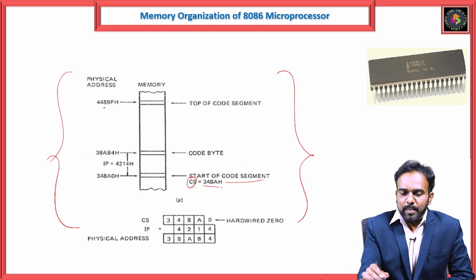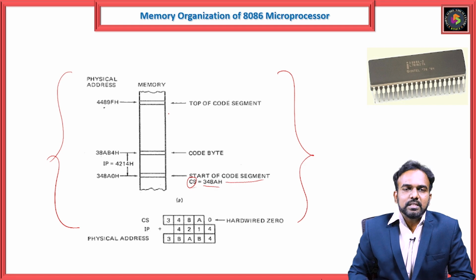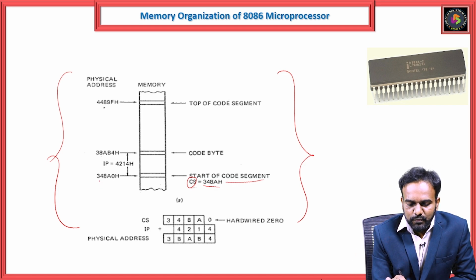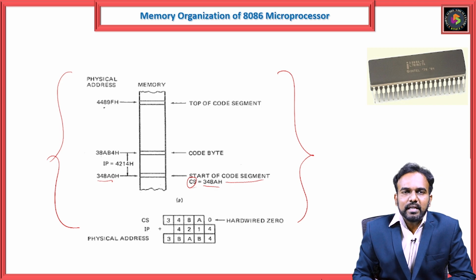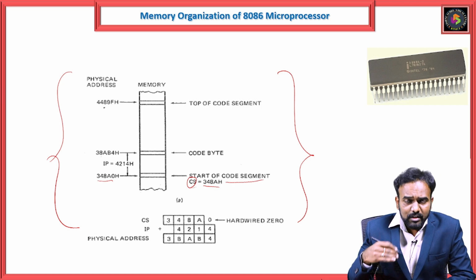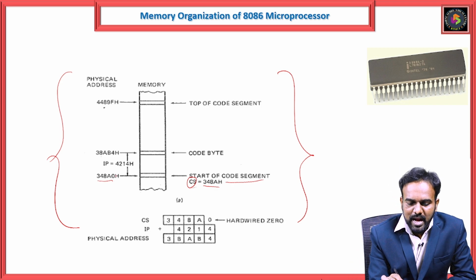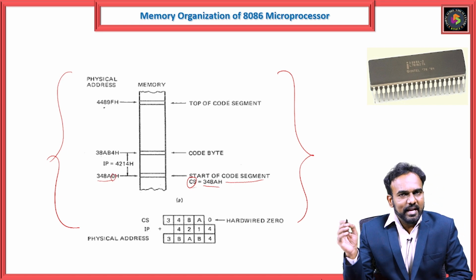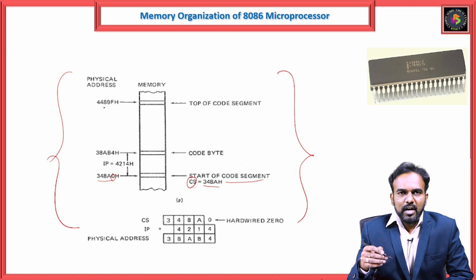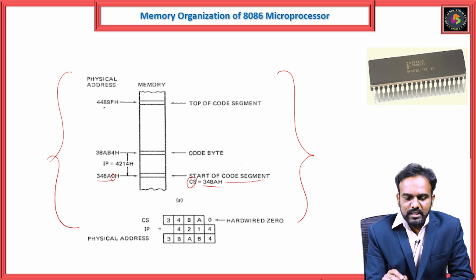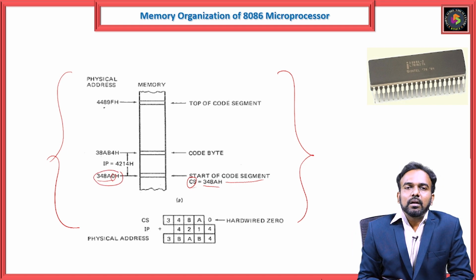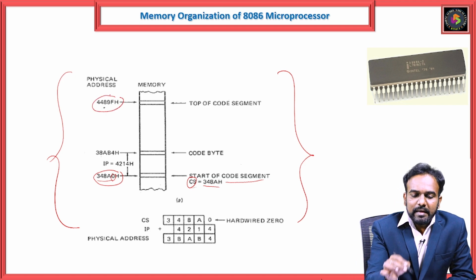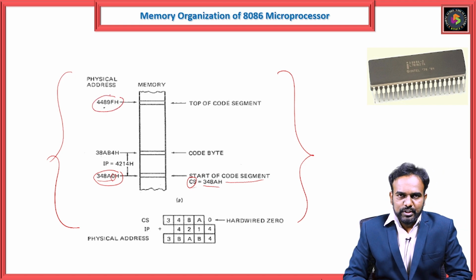And the top address shows the ending address of the segment. Here I already told you this is 3488. 3488 is the 16-bit address. To calculate the 20-bit address, we have to add a 0, otherwise we may multiply with 10h hexadecimal number. And finally we are going to get the 20-bit address. This is the starting address of the code segment, and this one is the ending address or top address of the code segment.